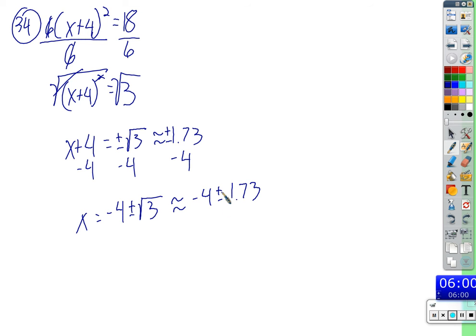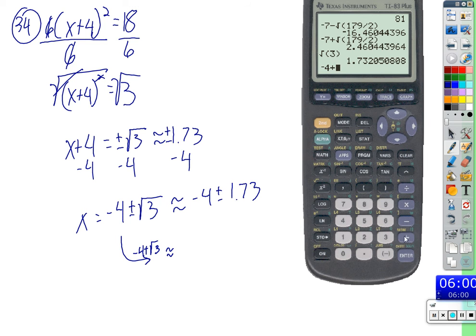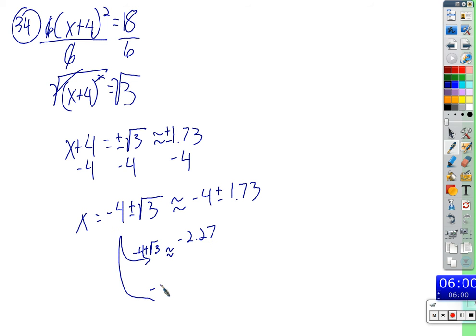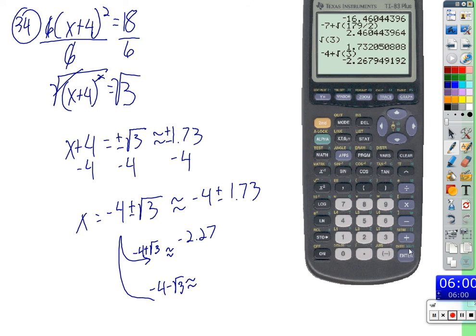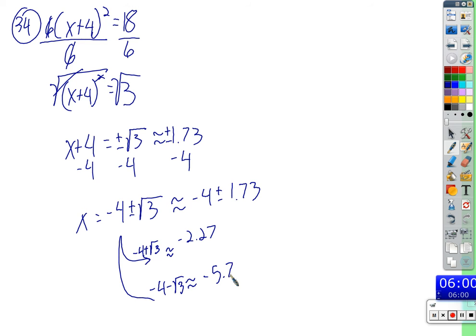So we need to take negative 4 and add the square root of 3 and subtract the square root of 3. We get our two solutions. Negative 4 plus the square root of 3 is approximately 5.73. So those are our two solutions. Good? Any questions?